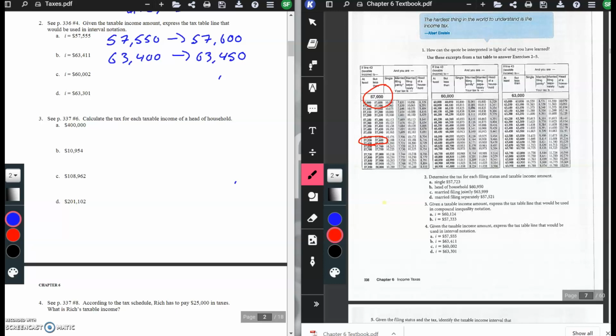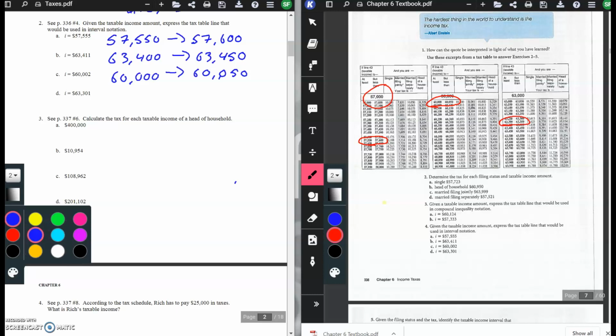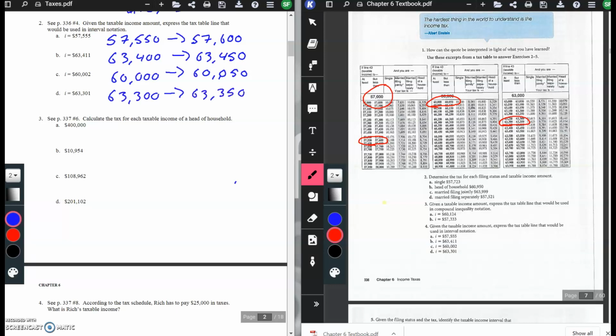$60,002, that's going to be right here between 60,000 and 60,050. Okay. And then 63,301, that's going to be between 63,300 and 63,350. Okay, so we're just referring to the table, the range that we're looking at.